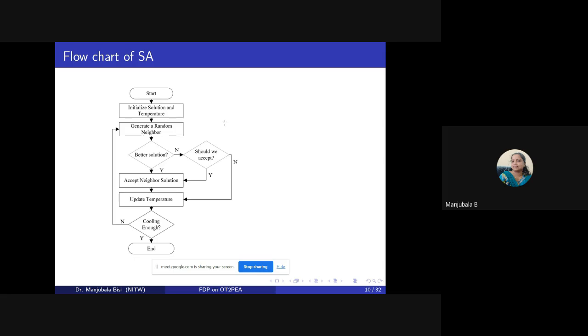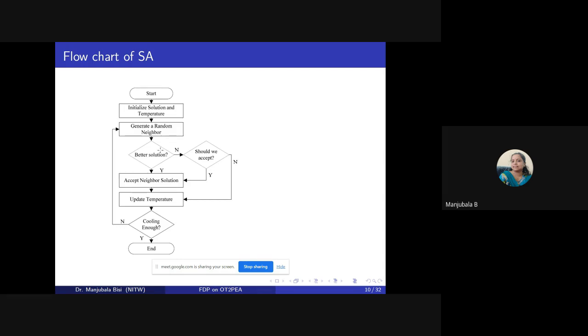So what you have to do? Initially, you initialize the solution and the control parameter, that is T. Then you have to generate a random neighbor solution. How to generate the random neighbor solution depends upon which problem you are solving. For that purpose, we'll see the job sequencing problem and the TSP, and how to find the neighboring solution. Once you have generated it, you apply a neighbor function to the initial solution to find the neighbor solution set, and from that set you choose one solution randomly.